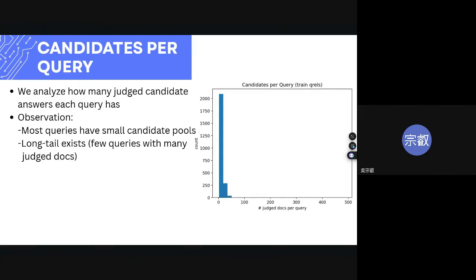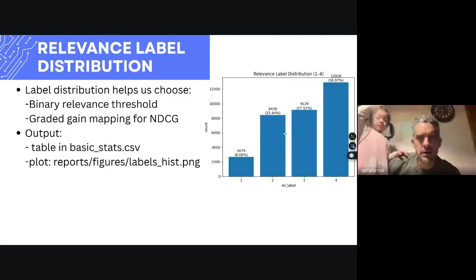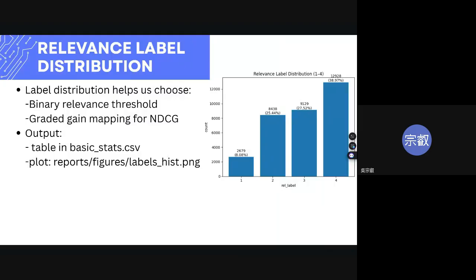And this is our candidates per query. We look at how many judged candidate answers each query contains based on the training files. The histogram shows that most queries only have a small number of judged documents. However, there is a clear long tail. A small portion of queries have many more judged candidates. This matters for ranking because query difficulty and evaluation stability can vary depending on candidate size. Very good.